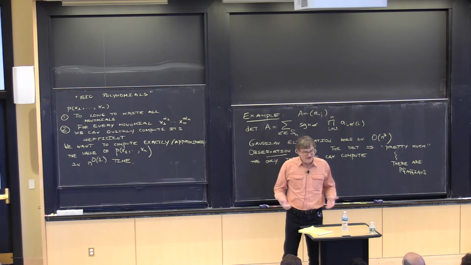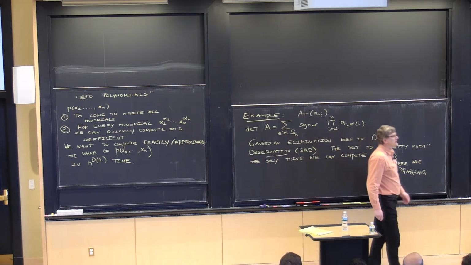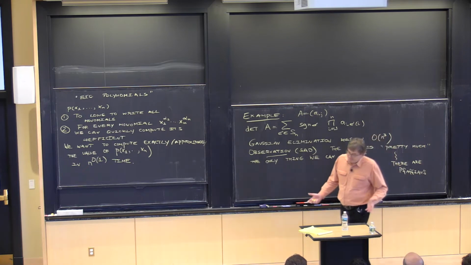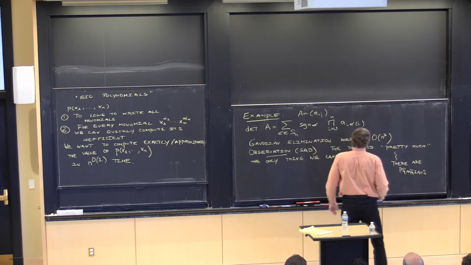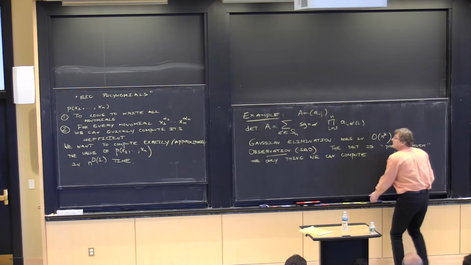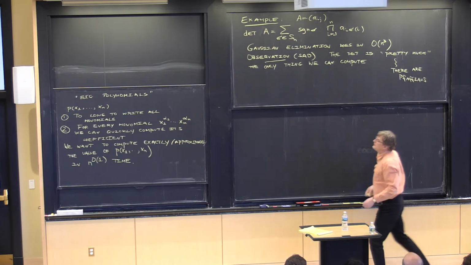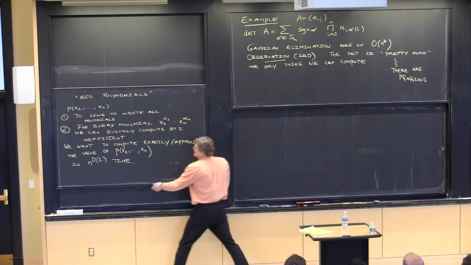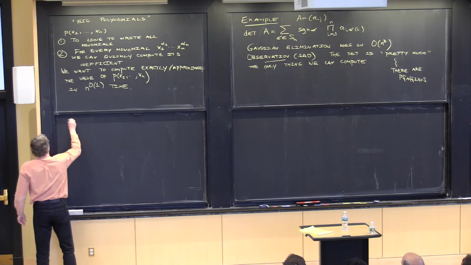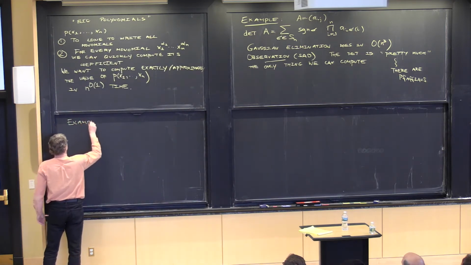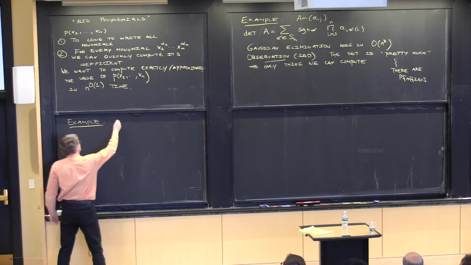But we want to do something. So if we cannot compute it exactly, we may want to compute it approximately. So what else may we want to compute? An example that I'll put here is the permanent. That's what Alex suggested, so the permanent.